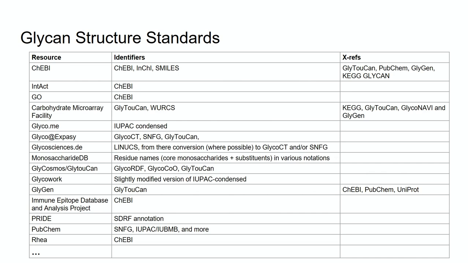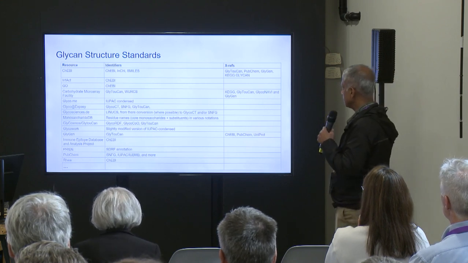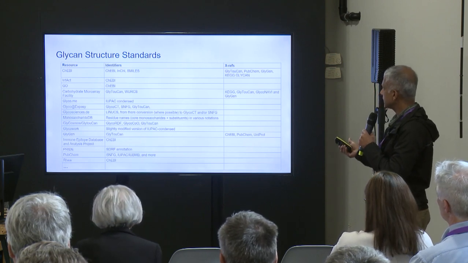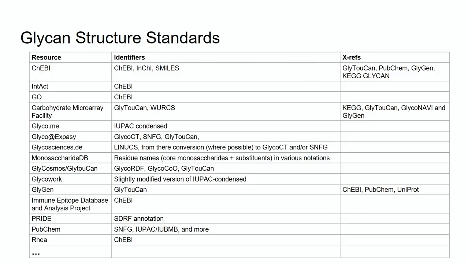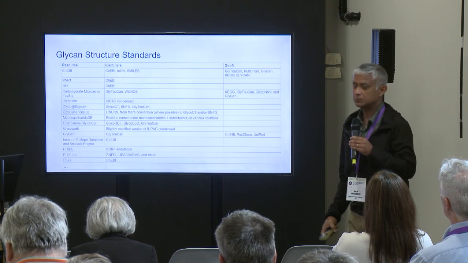If you are trying to refer to a glycan structure, ChEBI, of course, has its identifiers and its ways of referring to the structures. IntAct also, but some of them are cross-referencing to different resources. So either you are using a particular format or you are cross-referencing. They're not exactly equal, but at least if you have the cross-references, you can still try to traverse that space. And the more comprehensive this list is, the better it is.